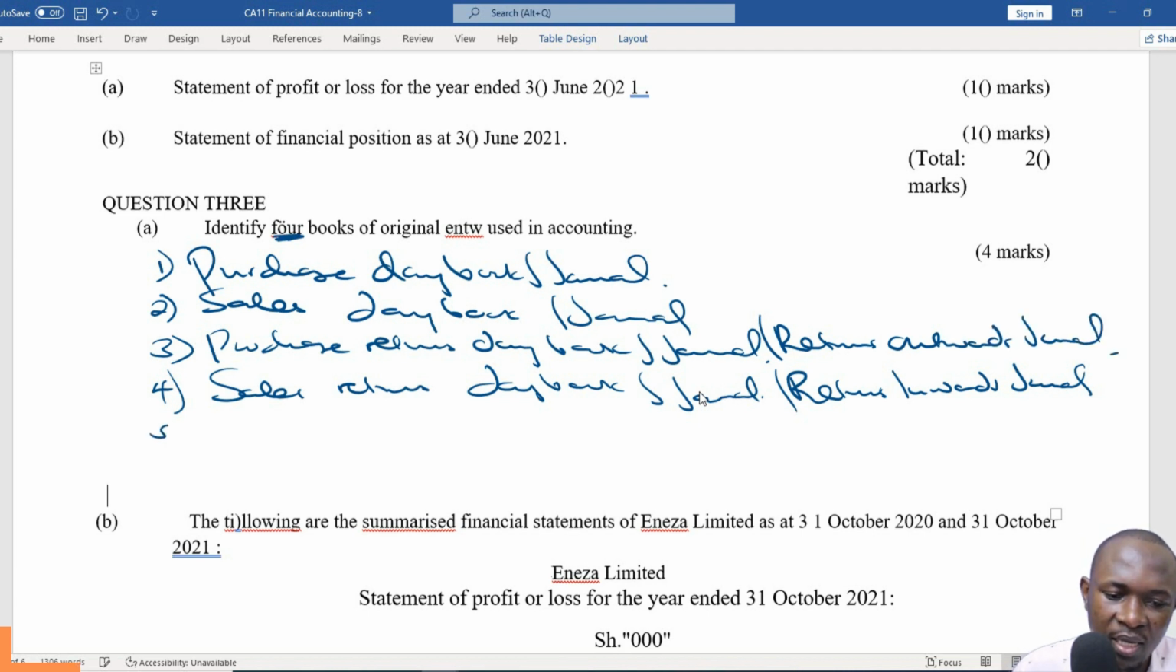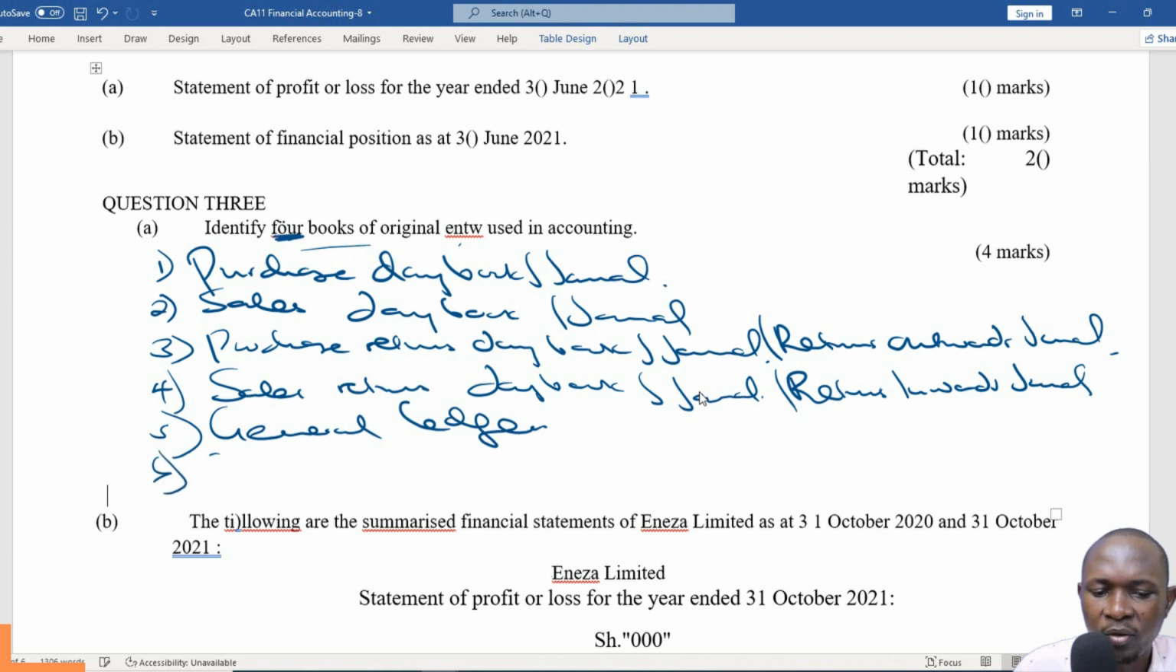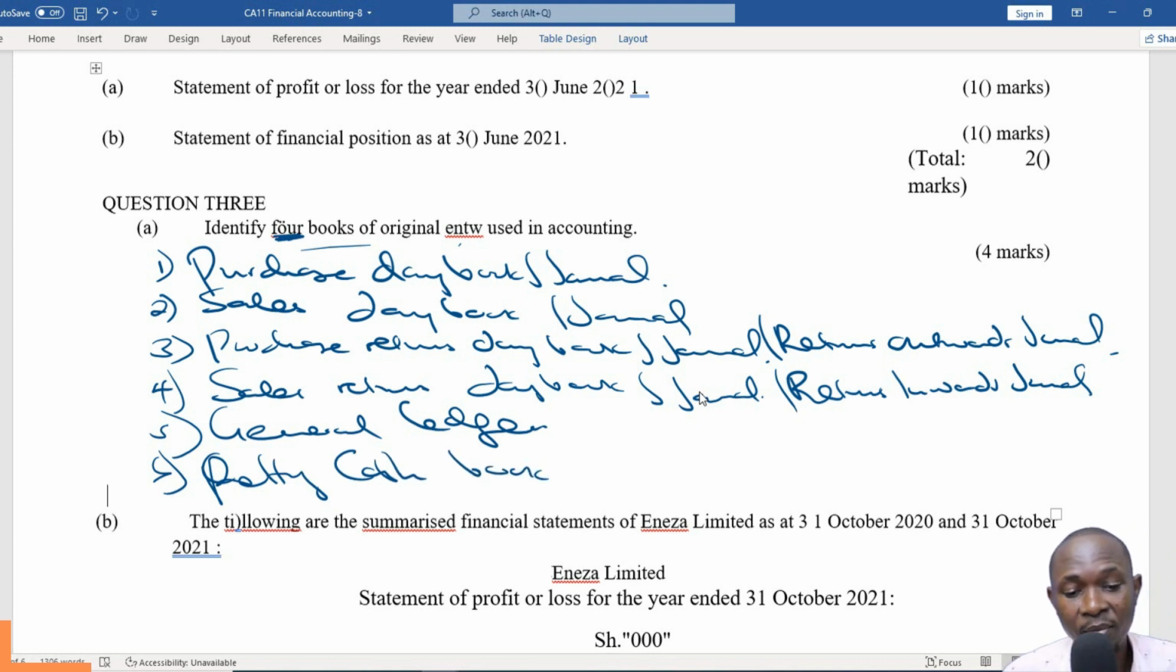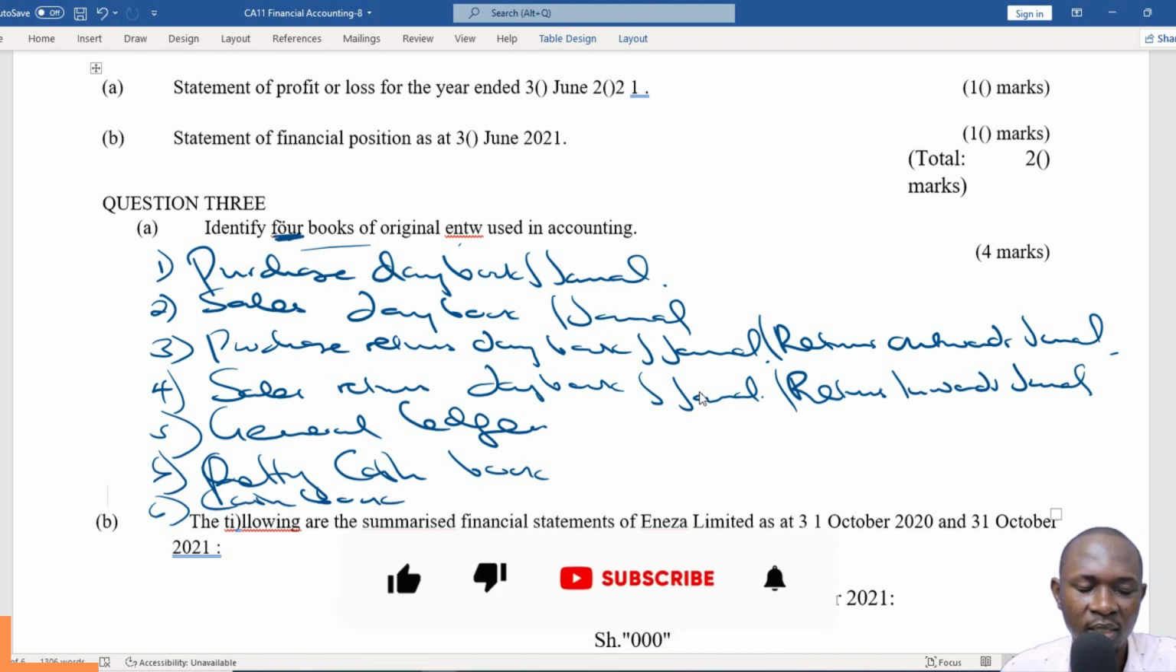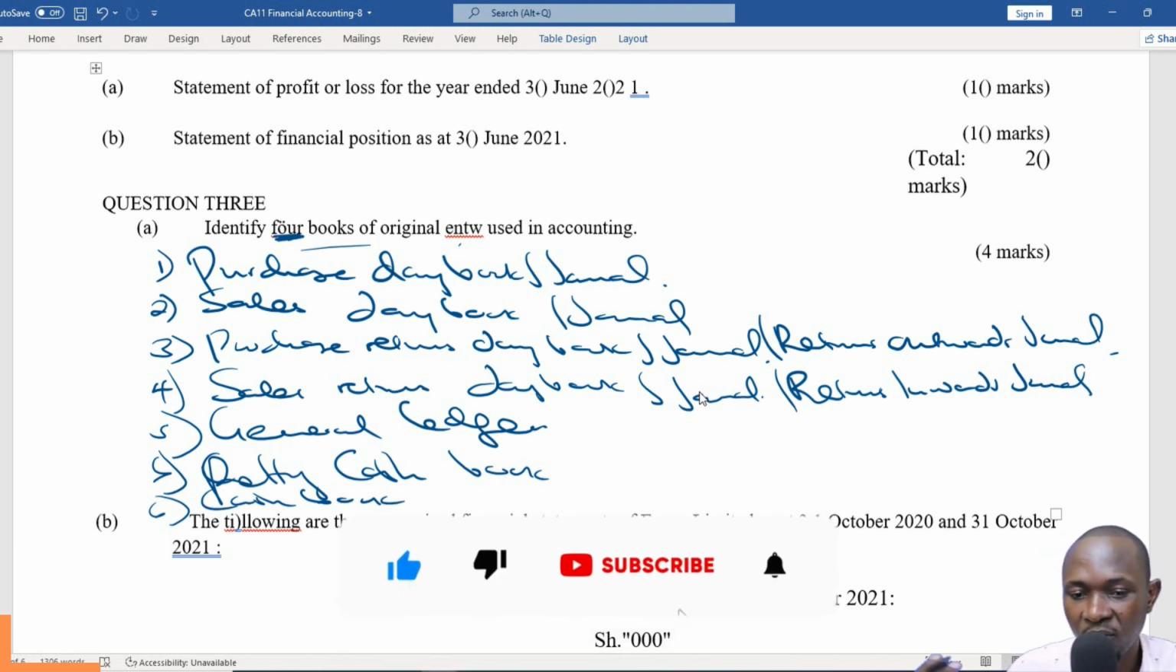Then you also have the general ledger. The general ledger is also part of the books of original entry. And you also have the petty cash book as one of the original books of entry, and we also have just the cash book. These are books of original entry. The accounting information is entered in them before it can finally be transferred to other books for further analysis.